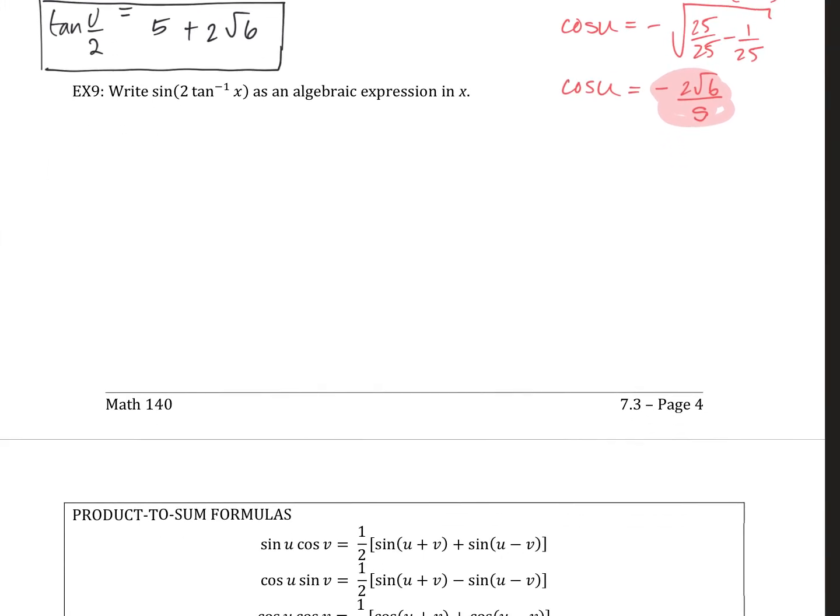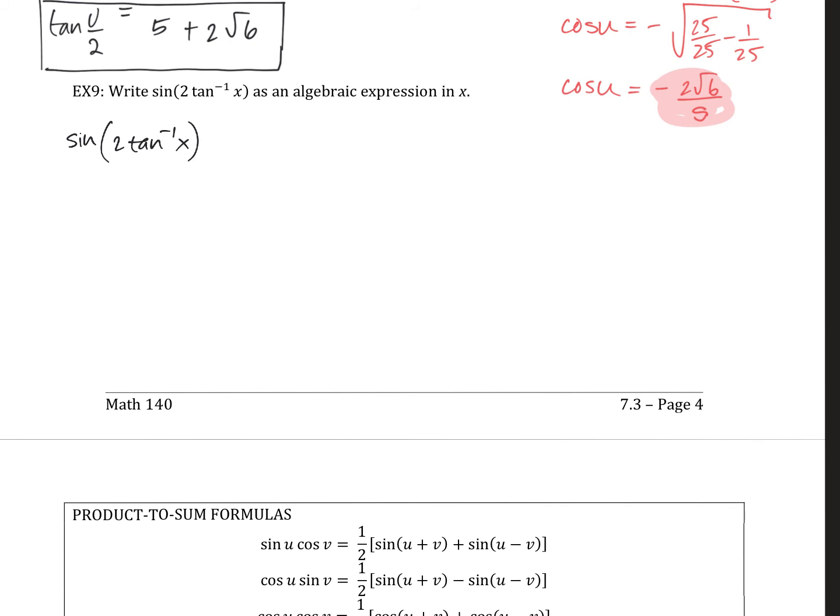Write sine 2 tangent inverse of x as an algebraic expression in x. What does that mean? Well, basically, we want to rewrite that where we only have x, so no trig functions inside of it. So let's see. So we have sine of 2 tangent inverse of x. We want to write this without any of the trig functions.